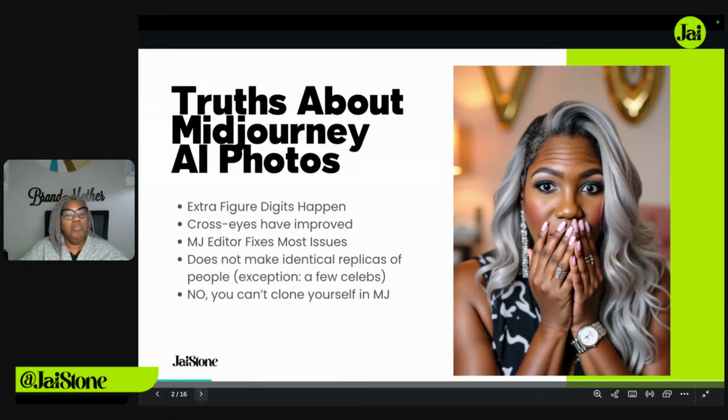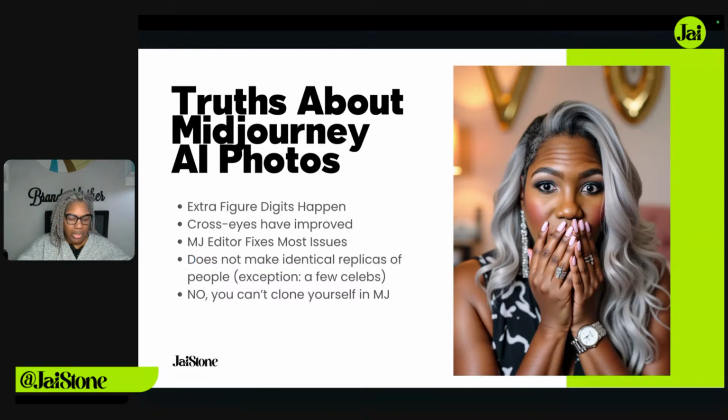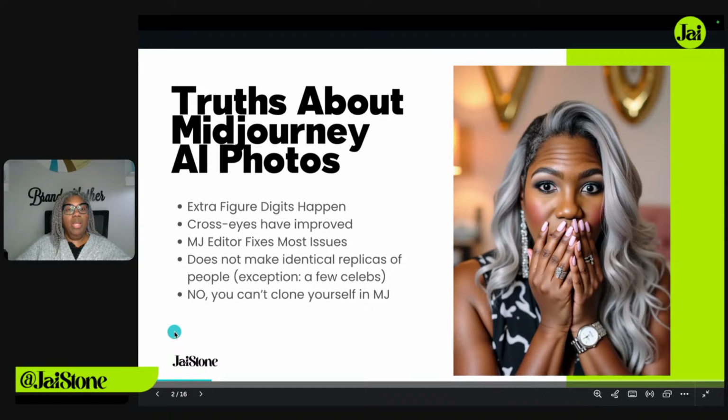And then the Midjourney editor fixes a lot of these issues. We will get into how to fix things in the editor. We start getting into editing on March 20th. So the last day, we'll get into the editor.